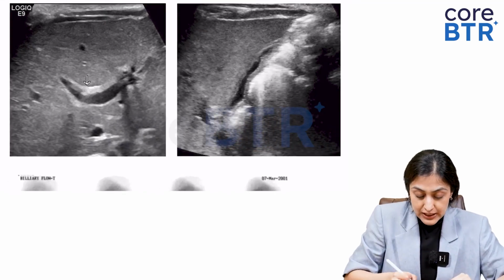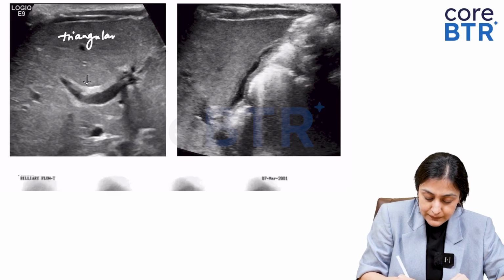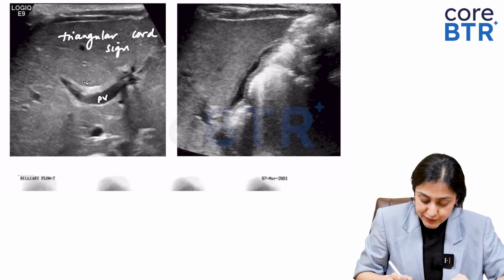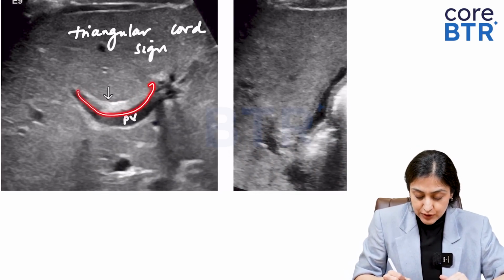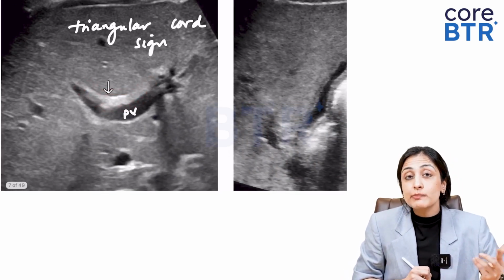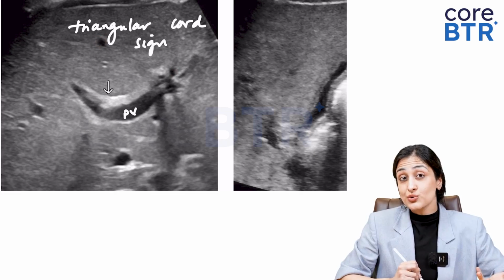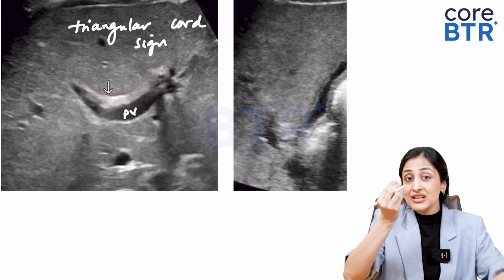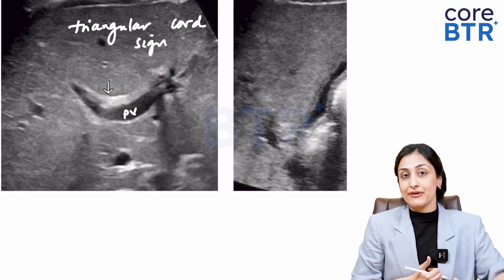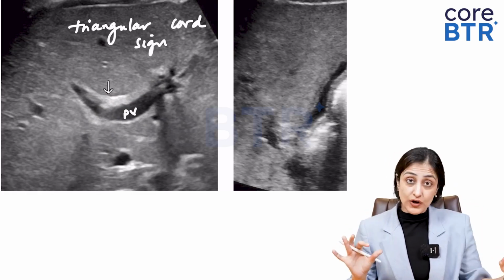So what are we looking for? The first thing is a sign called the triangular cord sign. This is the portal vein, and anterior to the portal vein, can you see this white thingy here? This is called the triangular cord. Anterior to the portal vein was supposed to be the bile radical, which was supposed to be black like this, because it's also filled with fluid, and you know fluid is anechoic. But here, because there is no bile, it's all atretic, I'm seeing this white fibrosis. So first, anterior to the portal vein, I'll see this triangular cord sign.